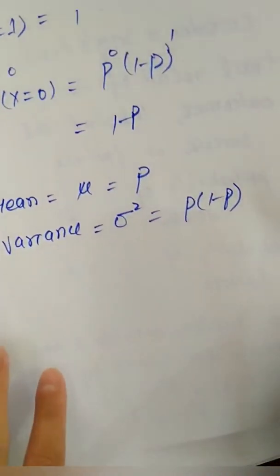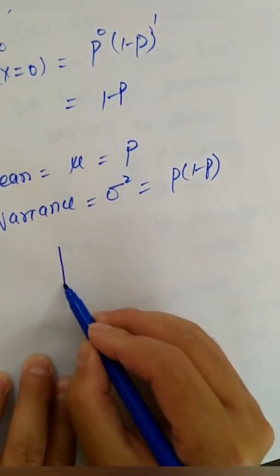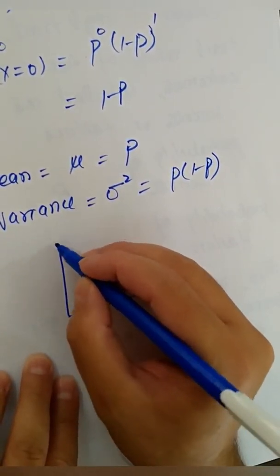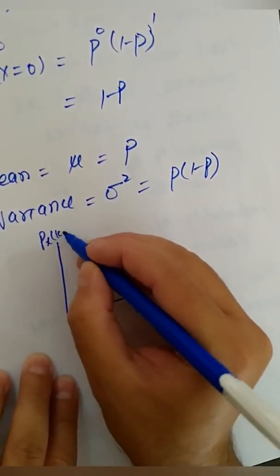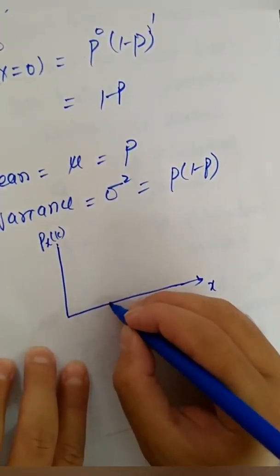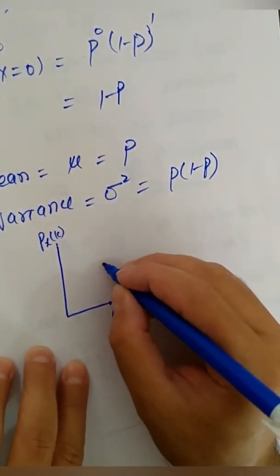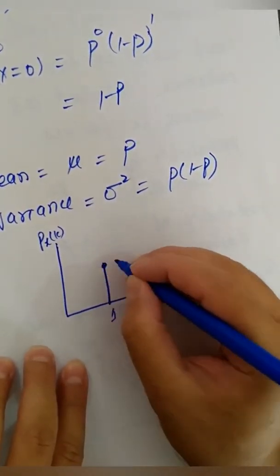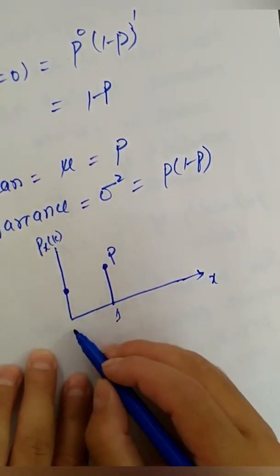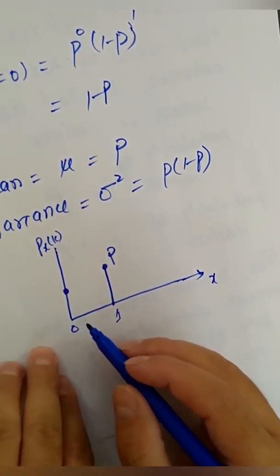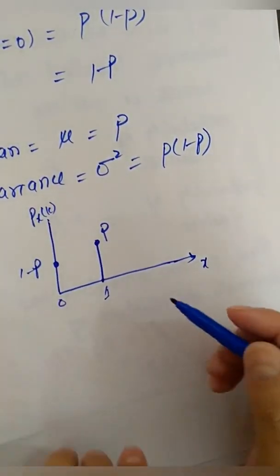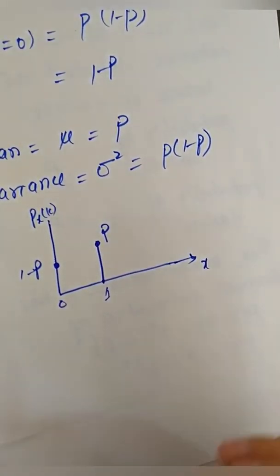प्रोबेबिलिटी मास फंक्शन जो होगा इस केस में, सो प्रोबेबिलिटी मास फंक्शन को हम p of x of k लिख सकते हैं as k is equal to 1. Its probability of success is suppose p, then the probability of failure would be, when k is equal to 0, it would be 1 minus p. So this is the probability mass function.